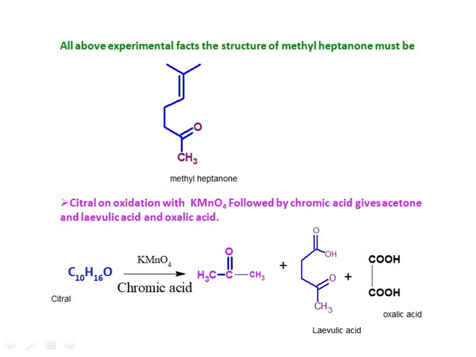So from all these reactions, we confirm by experimental facts the structure of methyl heptanone, it must be like this. For those reactions, this is the possible structure of methyl heptanone. Next, the number of reactions which occur on methyl heptanone can also be done on citral.